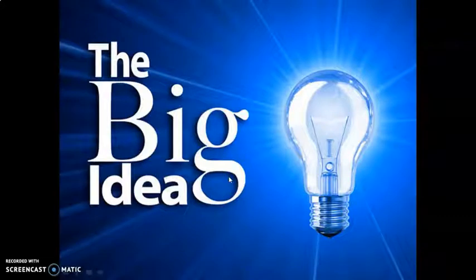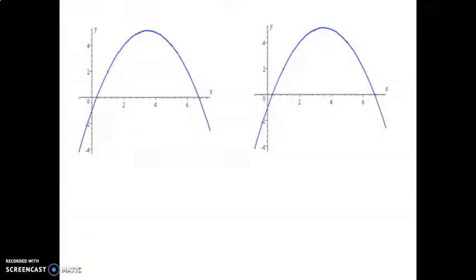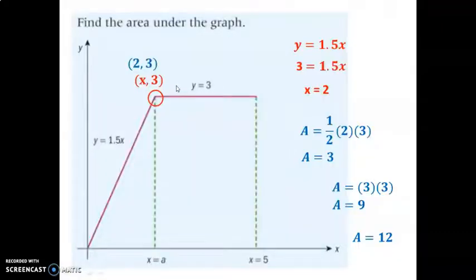This brings us to a really big idea. Okay, the idea of finding the area under a curve. So far we've been working under things that are not curves. They're very angular, therefore we can use basic geometric formulas to find the area.